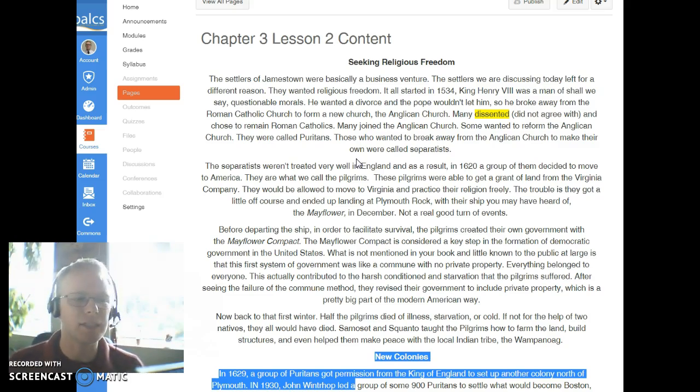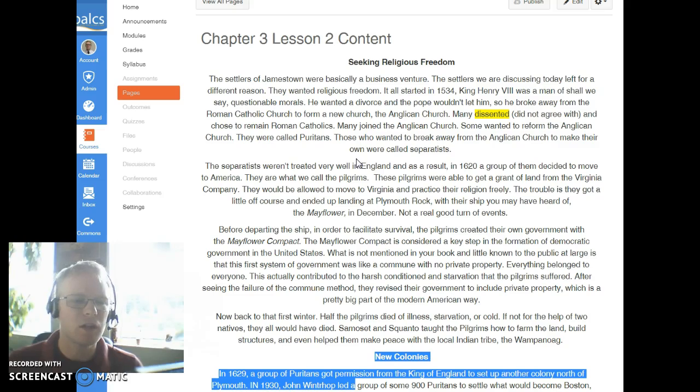The Separatists, and really the Puritans too, but we're going to talk about Separatists. They weren't treated very well in England. They were persecuted. I didn't put that in this lesson page, but it's a vocabulary word. So they were really treated poorly, and as a result, in 1620, a group of them decided to move to America. They are what we called the Pilgrims. So you think of the Pilgrims, they were the Separatists.